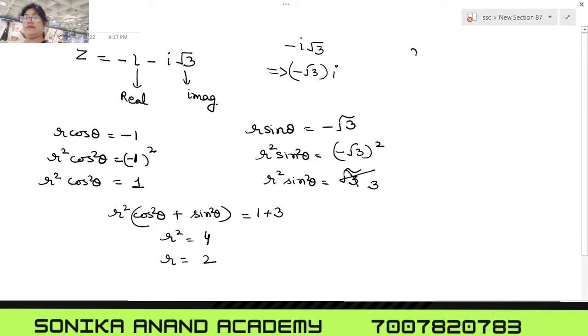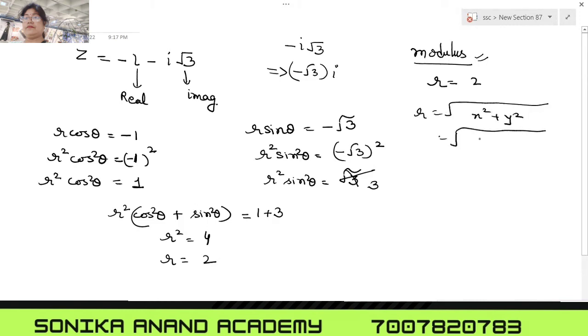Listen, if the question asks to find the modulus, then this value of r, that is 2, is the modulus. You can also find r directly as the square root of x squared plus y squared. The same answer you will get over here. Done.